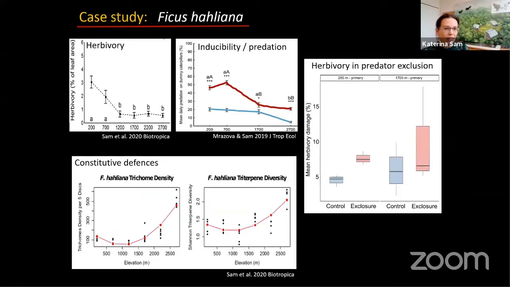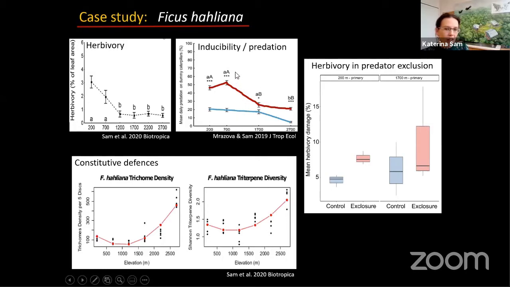The other aspect is, of course, bottom-up control, which is significantly affecting all the aspects which we observed so far. And here I would like to show you the case study of our favorite, Ficus hahliana. Ficus hahliana is our favorite because it grows along nearly the complete elevational gradient. It spans from 200 to 2,700 meters above sea level, and its standing herbivory on the control trees decreases with increasing elevation. When we were looking into the constitutive defenses, we saw that they increase with increasing elevation.